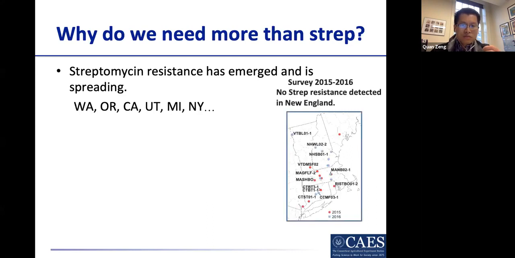In 2015 to 2016, we performed a streptomycin resistance survey in the New England region, and we actually did not find any resistance in our part of the country, which is good news. However, we want to keep the situation this way. Using other non-antibiotic strategies will be great in managing antibiotic resistance.